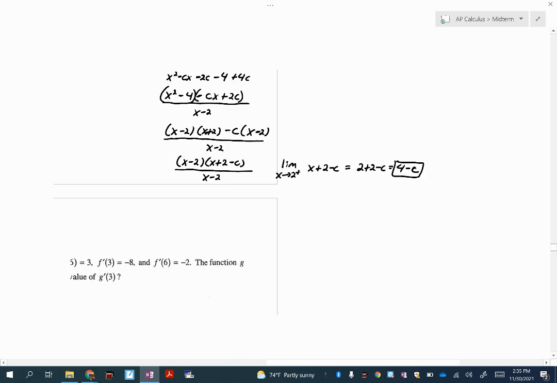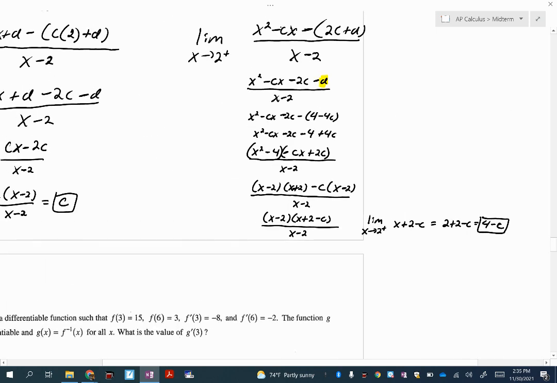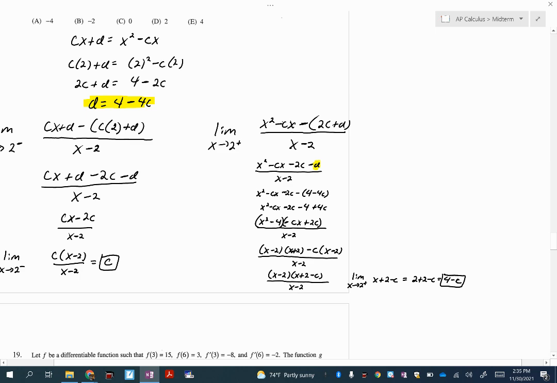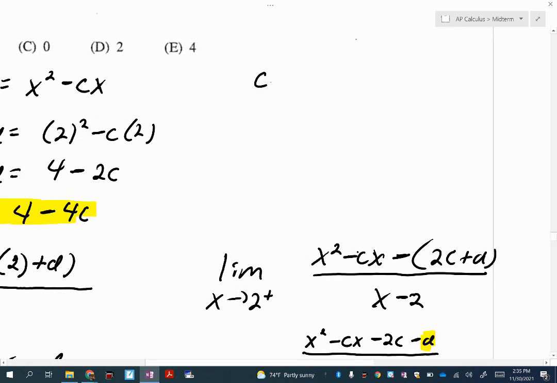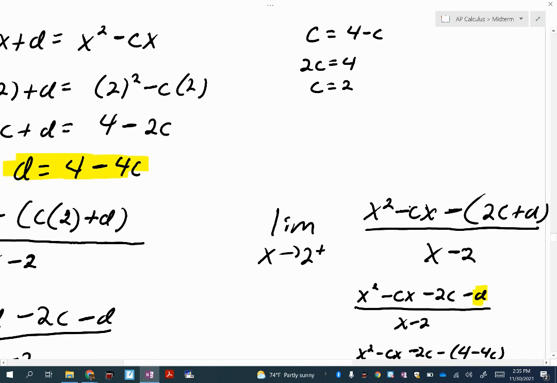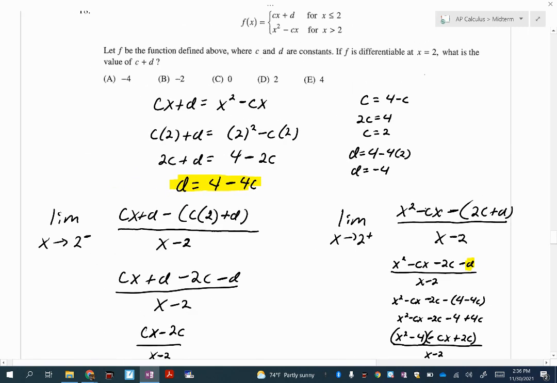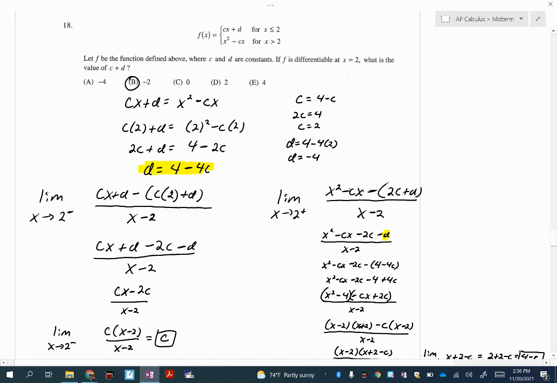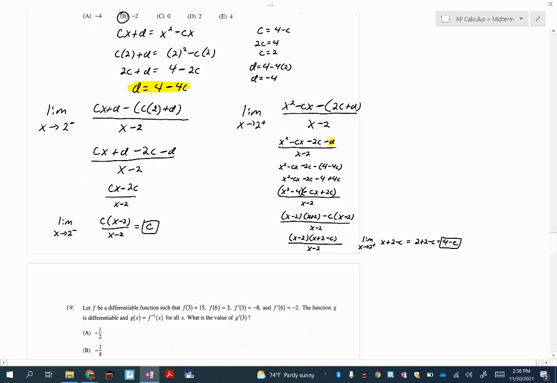Remember, those pieces have to be the same. We found c for the one on the left, 4 minus c on the one on the right. So c is equal to 4 minus c, or 2c equals 4, so c is 2. Using my d equals 4 minus 4c, I find that d is equal to negative 4. So those are my values for c and d. It wants me to add them, so 2 plus negative 4 is negative 2. That is an incredible problem. Amazing. That's 18.